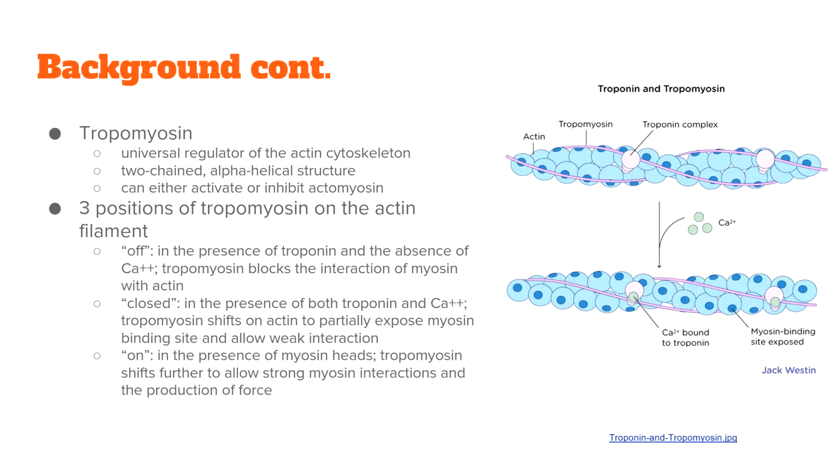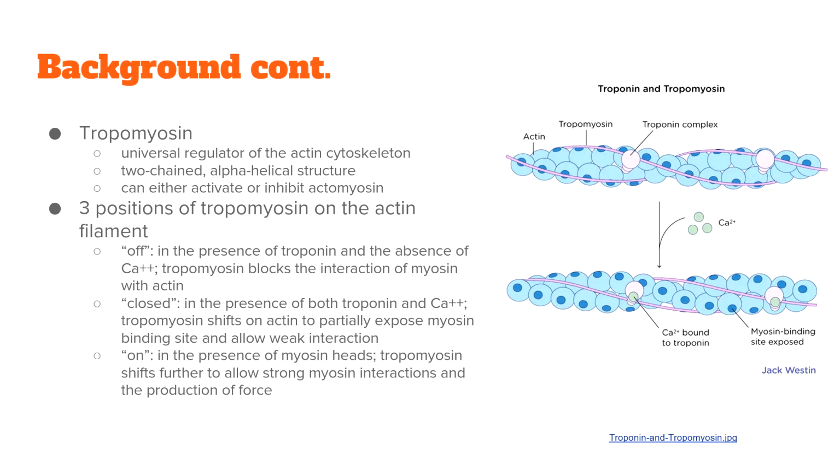More about tropomyosin. It is a universal regulator of the actin cytoskeleton. It has a two-chained alpha helical structure, and it can either activate or inhibit actomyosin. In doing this, it assumes three positions on the actin filament. First one is the off position, in the presence of troponin and in the absence of calcium, in which tropomyosin will block the interaction of myosin with actin.